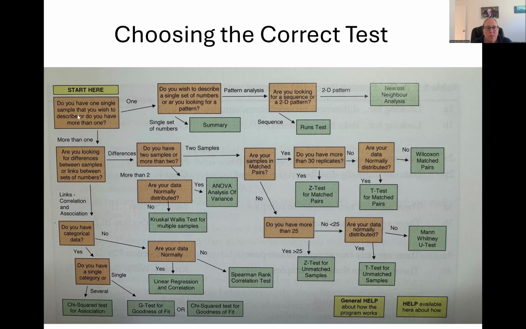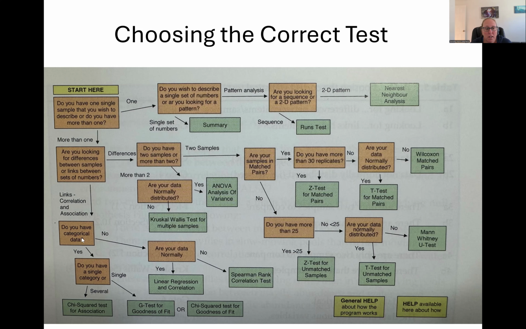All right, so you start here. Do you have one single sample that you want to describe or more than one? Well, we usually have more than one, right? So are you looking at the difference between samples or a link? Yes, we are looking at the differences. Or are we looking at maybe correlation? So I was looking at correlation, so I went down here.